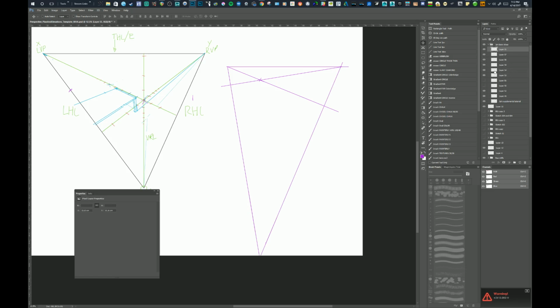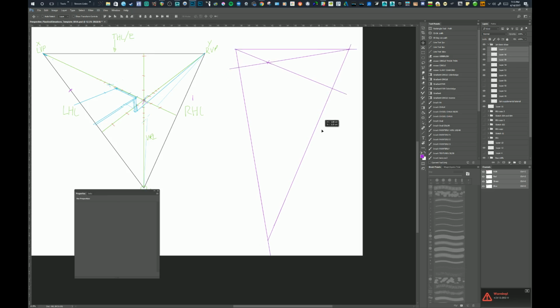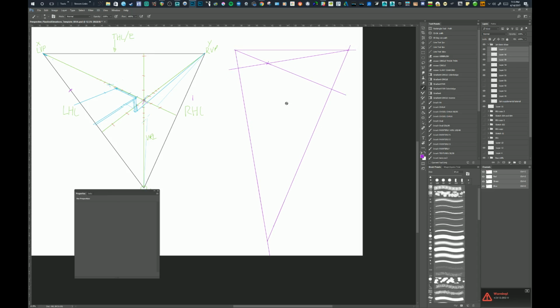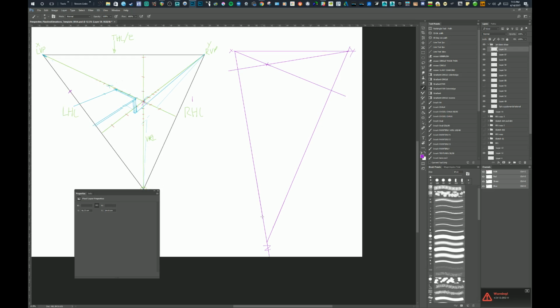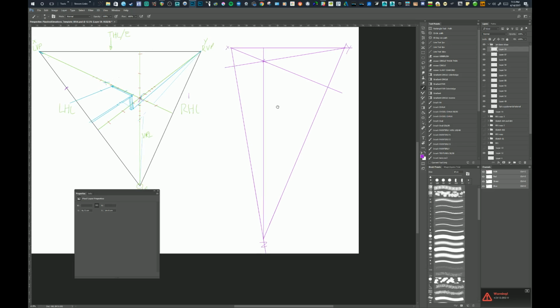Okay, I think that goes down here. There we go. And so now we have X, Y, and Z with our center of vision over here. So if I draw a line straight up, it should cross right there. Bam, right? So this is just how the math works. There's nothing you can do about it.